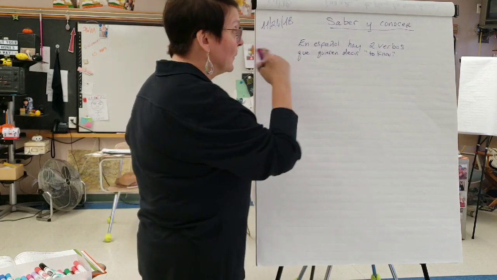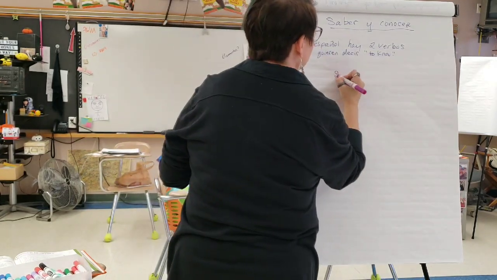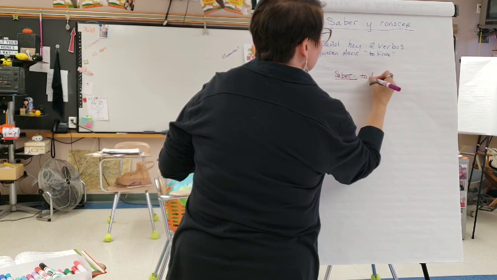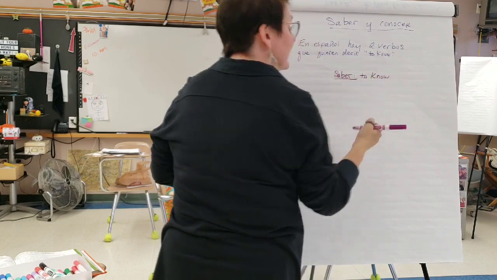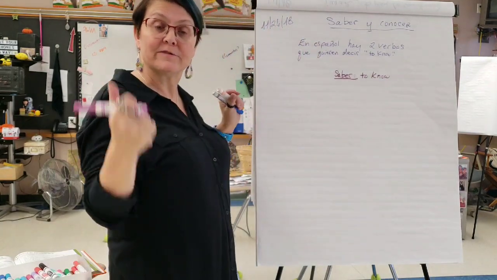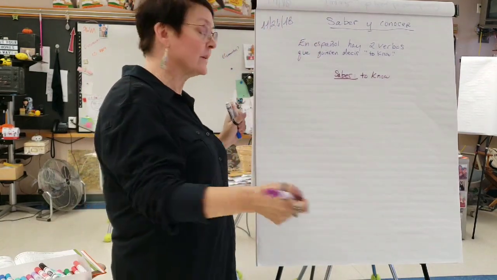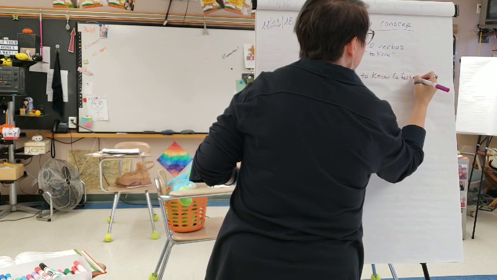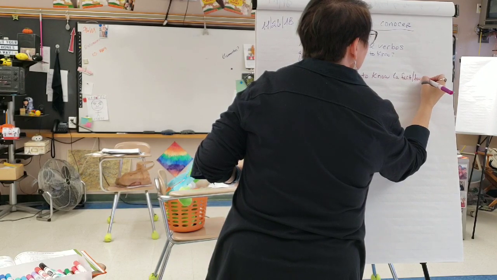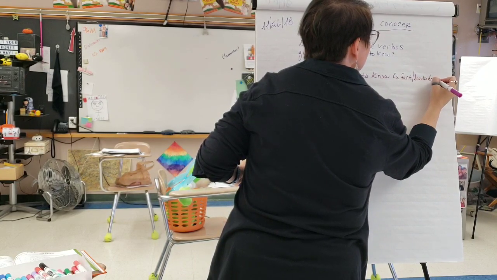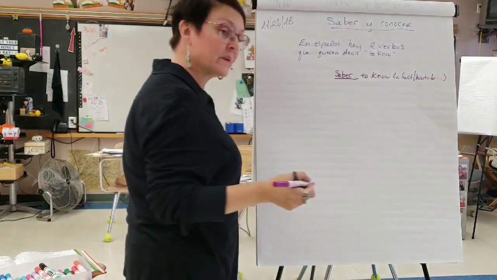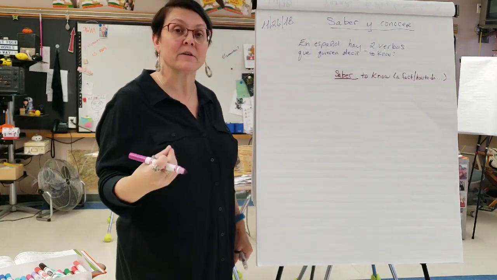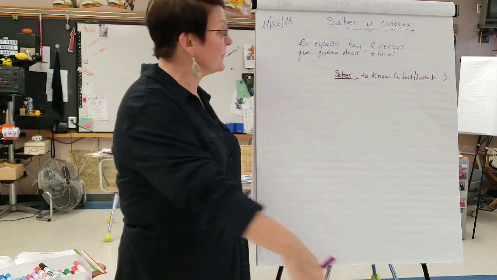Okay? So, saber. To know. Now this one you use specifically if you know a fact or if you know how to do something. Fact, how to do, blah, blah, blah. Okay? Now this one also has an irregular yo form, then the rest of the verb is completely regular. So, es un verbo er.